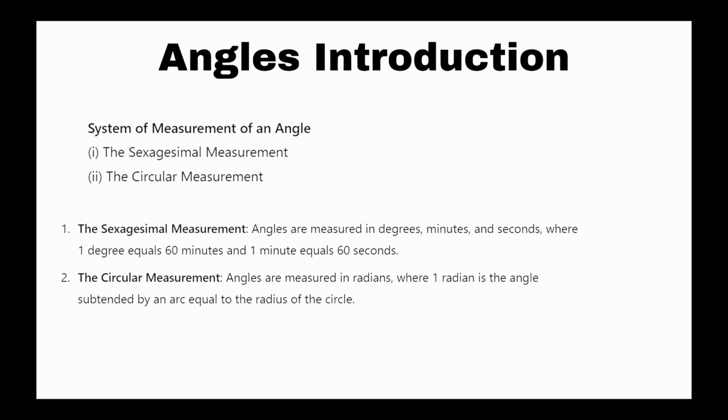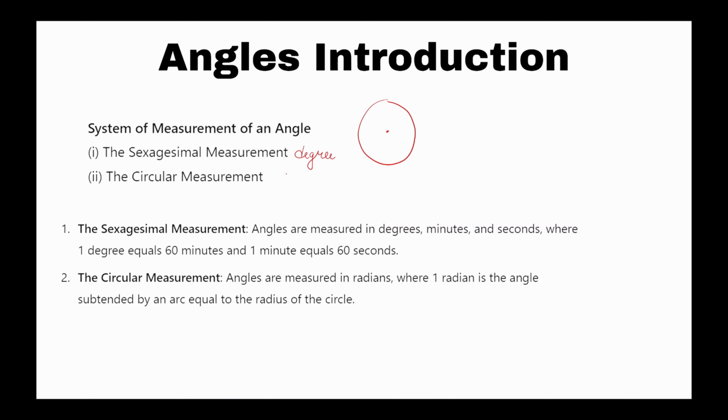So let's start by talking about angles. Whenever we talk about angles, the first thing that should come to our mind is a circle. Now, measuring an angle of any circle or any arc is done in two ways. One is the sexagesimal measurement system, and the second is the circular measurement. In the sexagesimal measurement system, we generally use the degree format. I hope you all know what exactly degrees are. A complete circle is 360 degrees, a half circle is 180 degrees.